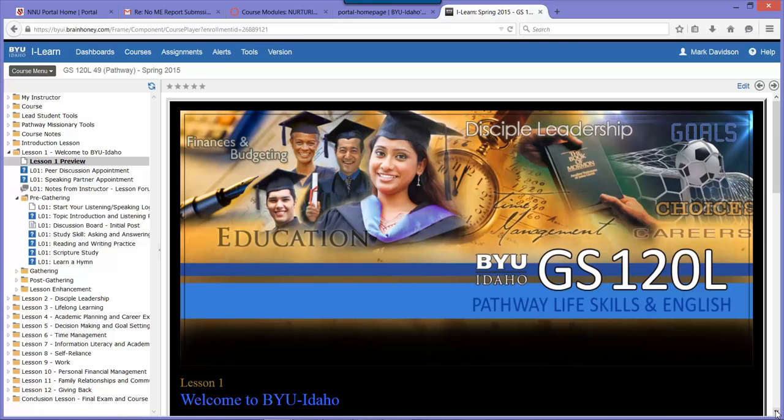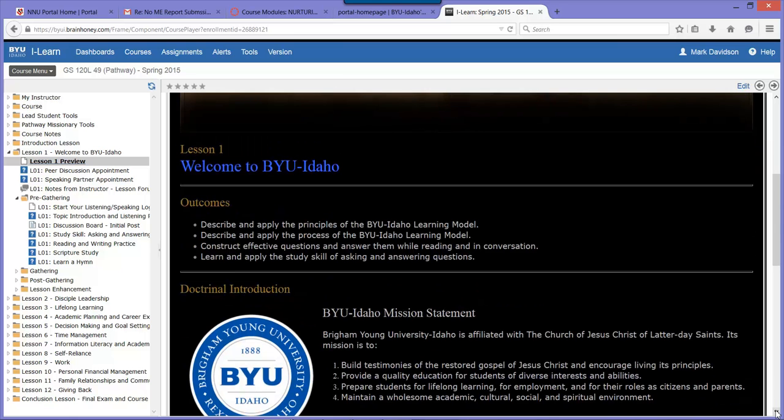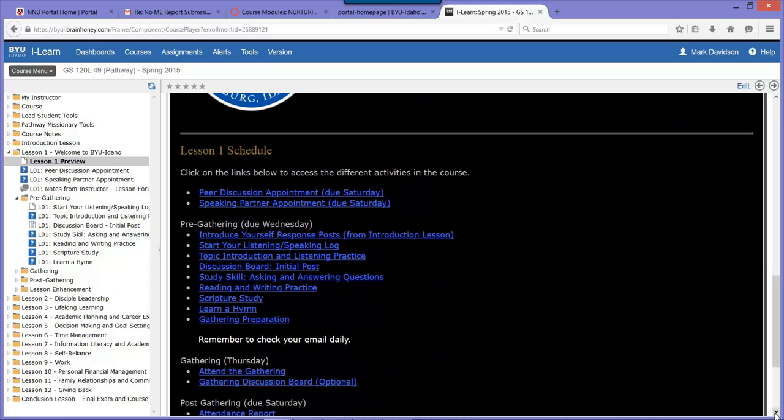And so this is what we have. We have the desired outcomes here, and a schedule. So Lesson 1 schedule. You've got your peer discussion appointment due on Saturday, your speaking partner appointment due on Saturday, and the response post from your introducing yourself last week is due. I know most of you have done your responses, that's very good, but it is officially due Wednesday.